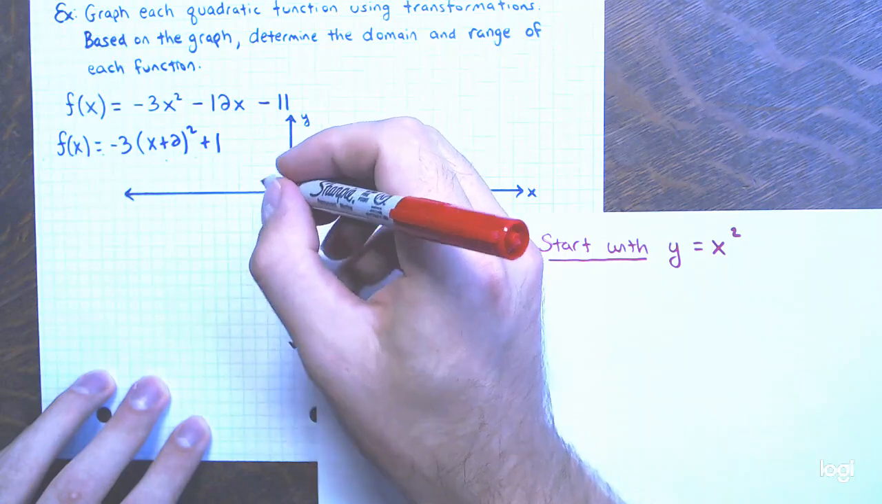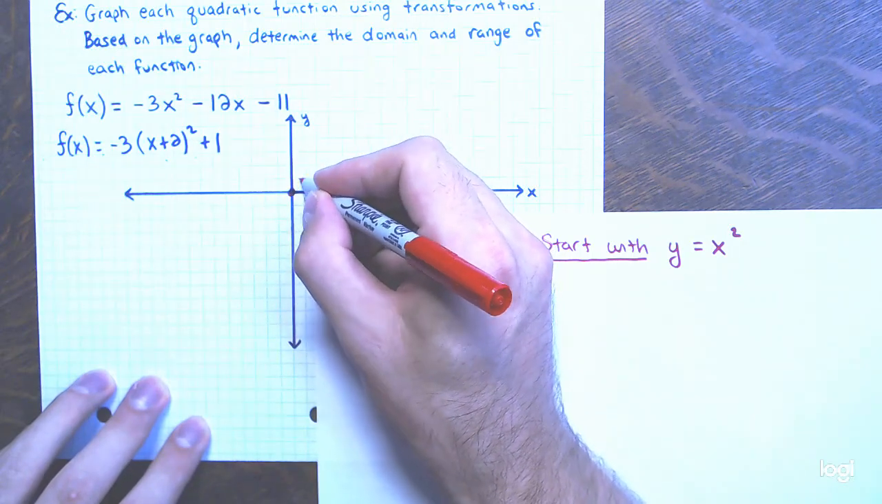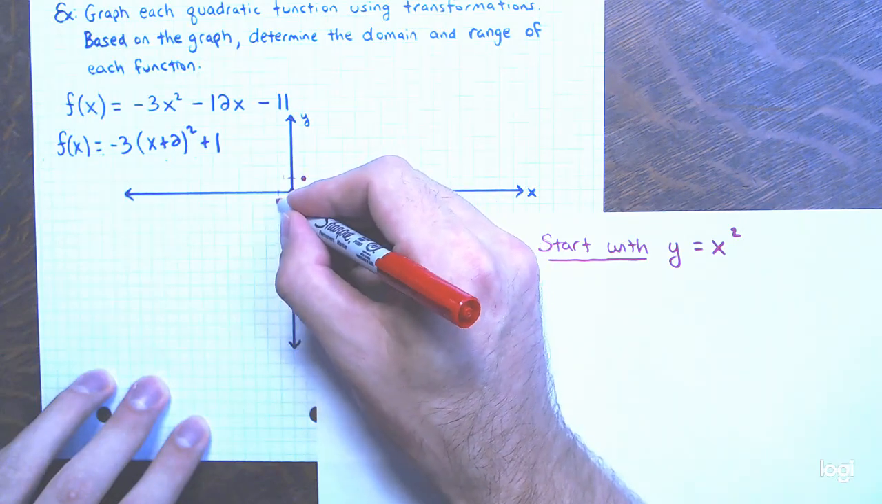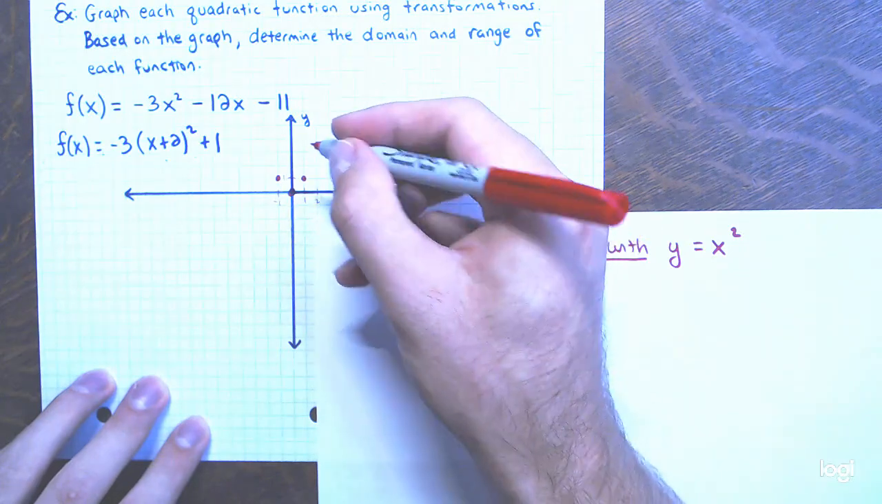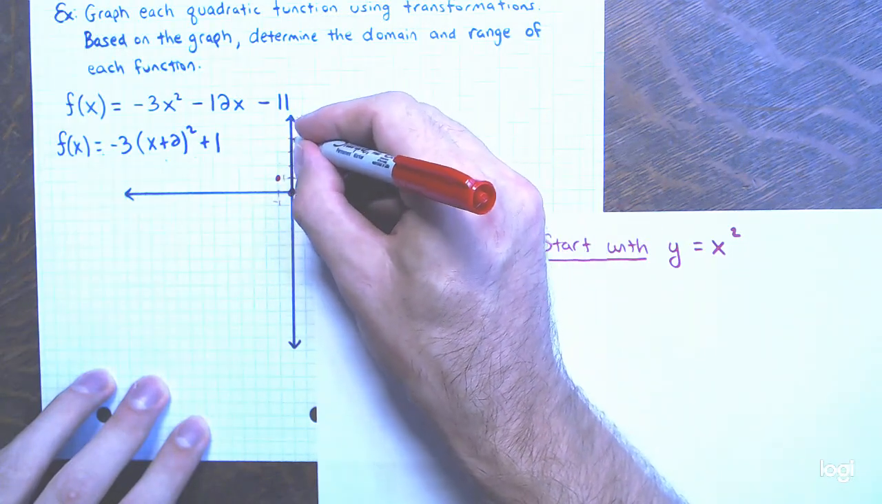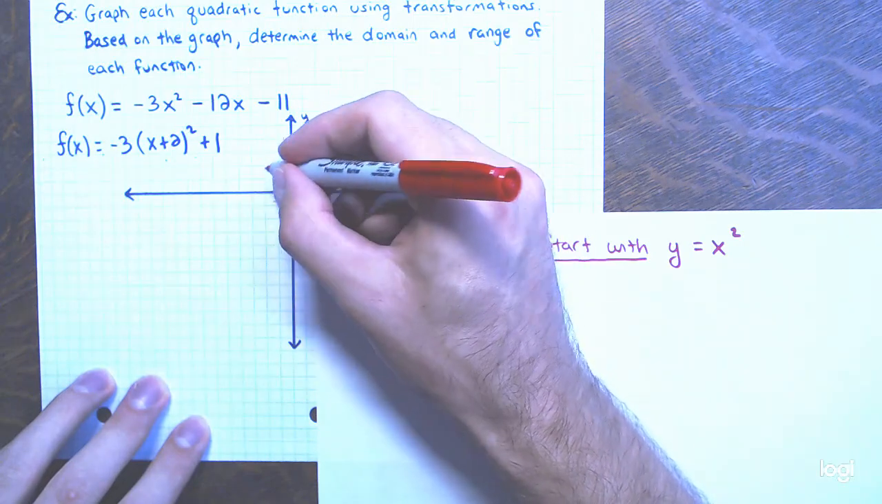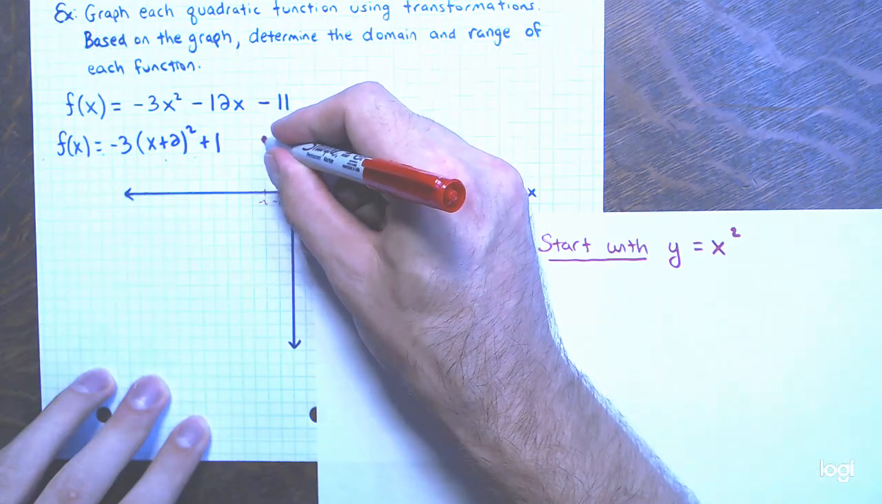So y equals x squared has the origin, 0 squared is 0. It has 1, 1, since 1 squared is 1. It has negative 1, 1. It's got 2, 4, since 2 squared is 4. And it's got negative 2, 4, and so on. And you could find all sorts of other points.